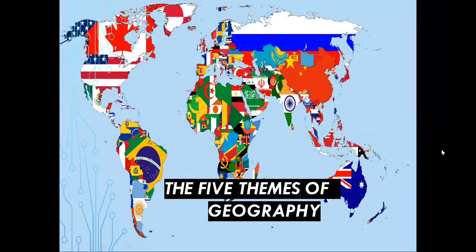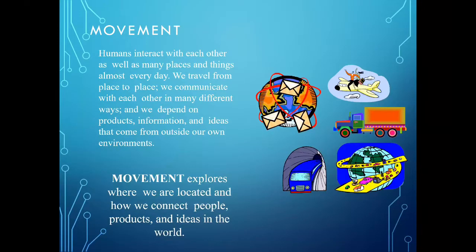So today we're talking about, as part of our series with the 5 things of geography, movement. Movement is when humans interact with each other as well as many places and things almost every day. So in other words, movement is simply interaction. Another way to think of this is we travel from place to place or even region to region, based off our last episode with region and place.